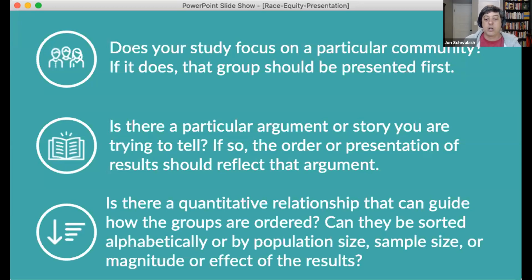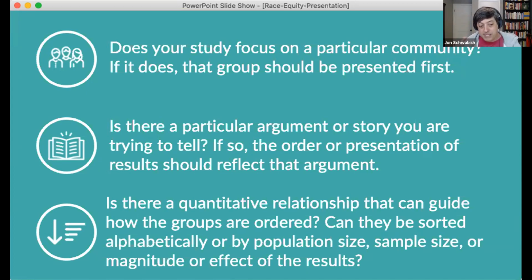And then finally, is there a quantitative relationship that can guide how the groups are ordered? This could be alphabetically. So that's one possibility. It could be by population size, which would still place the white population in that first position. It could also be sample size. It could also be the weighted sample size or the unweighted sample size.